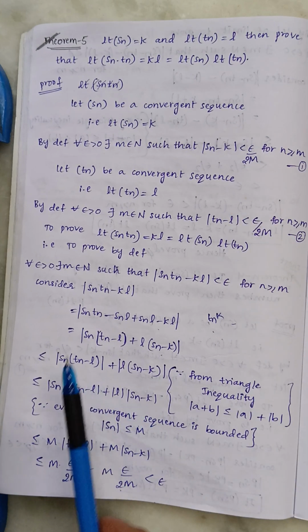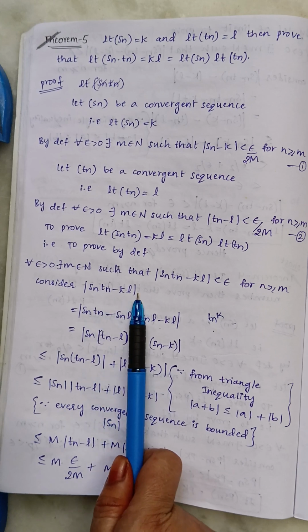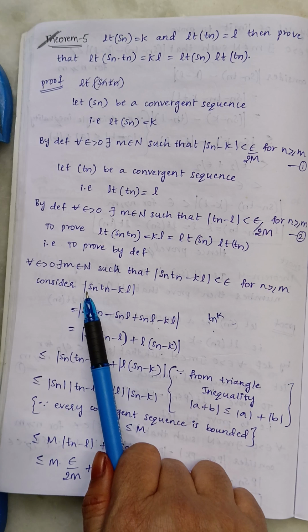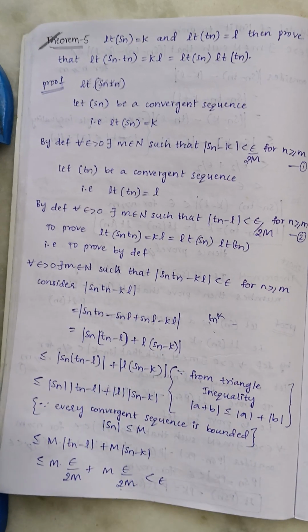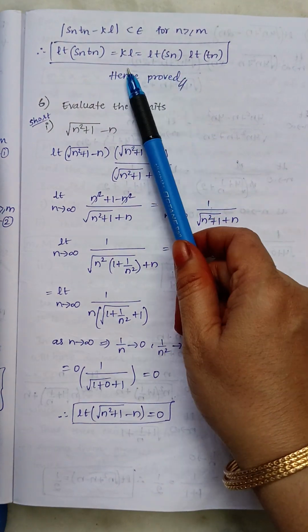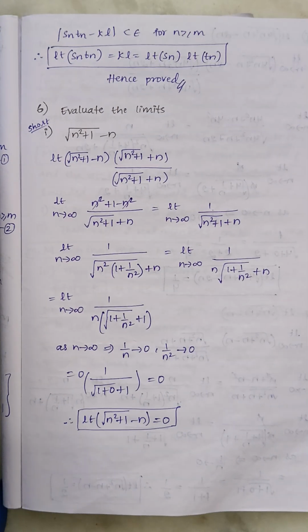Now what is happening here? Modulus of Sn into Tn minus kL is less than epsilon. So according to the limit notation, what can we write? Limit of Sn into Tn equals k into L. So k is nothing but limit of Sn, L is nothing but limit of Tn. Hence proved.